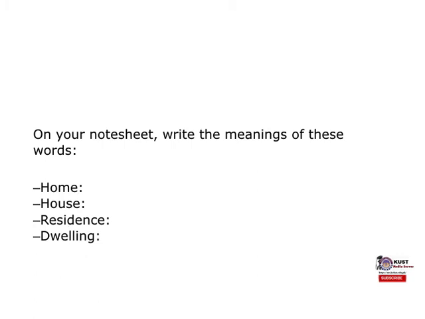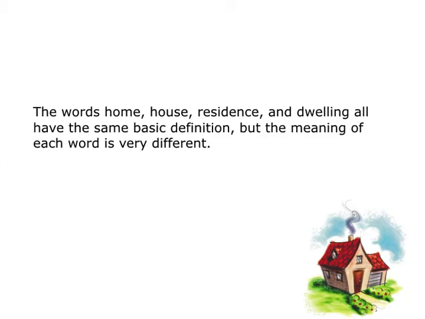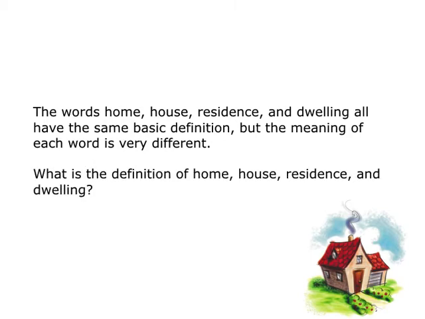Why I'm giving this word. Now, if you look carefully, all of these words are almost similar. The words home, house, residence, and dwelling all have the same basic definition, but the meaning of each word is different. When you read these words, they look the same, but when you think about it, each has a different meaning. Now, what is the definition of home, house, residence, and dwelling?